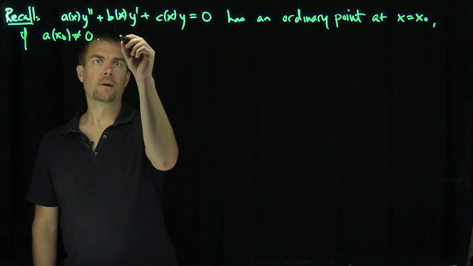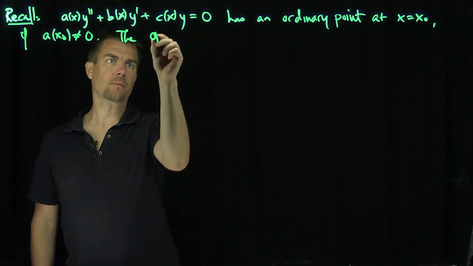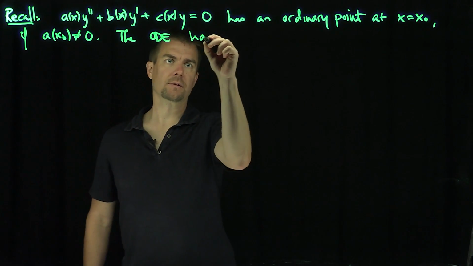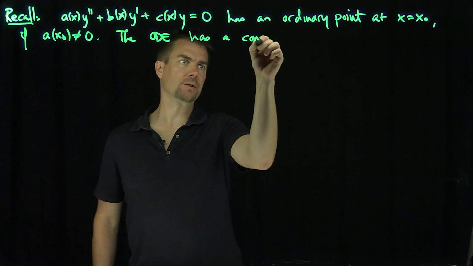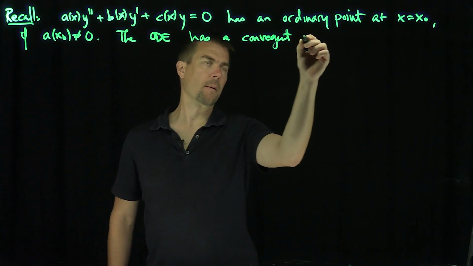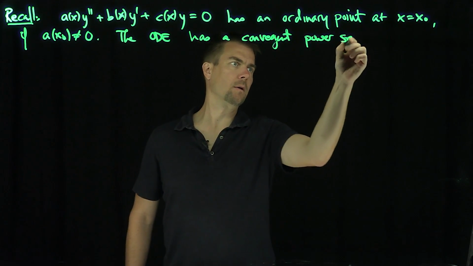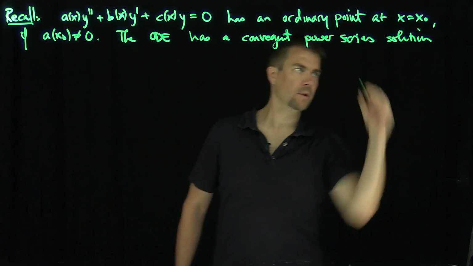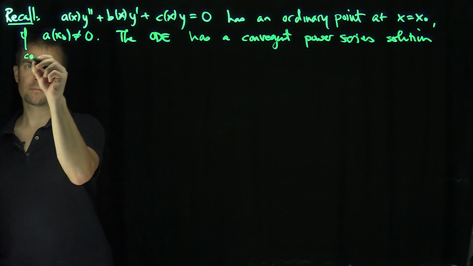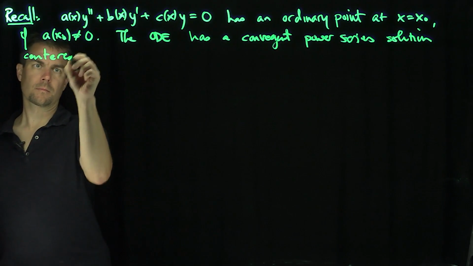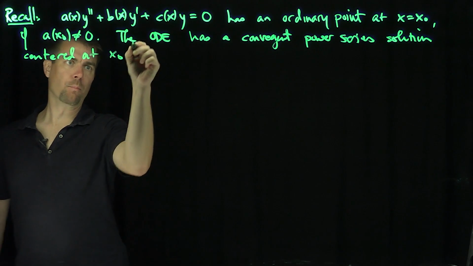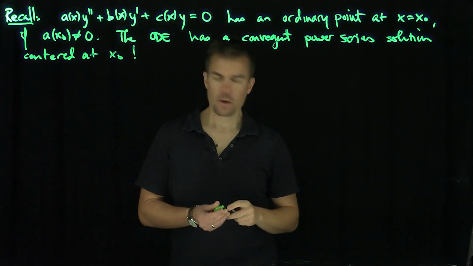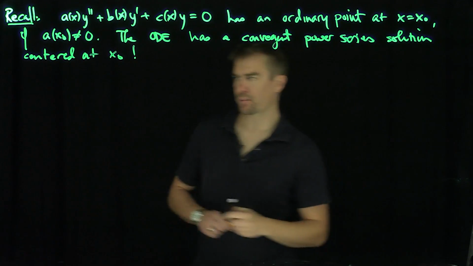So the ODE has a convergent power series solution centered at x0. We'll prove that in a further video, okay? So let's do an example of this and see how it works in practice.